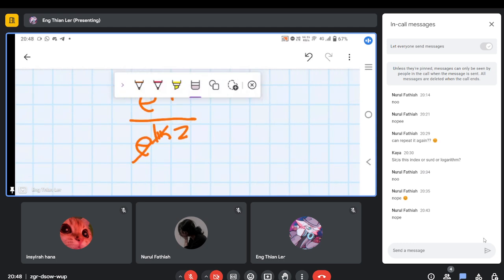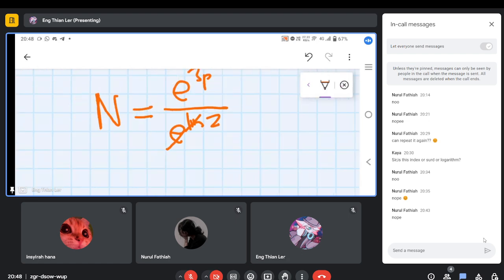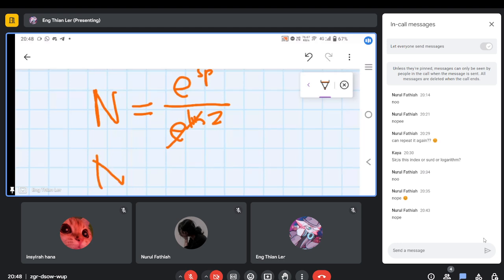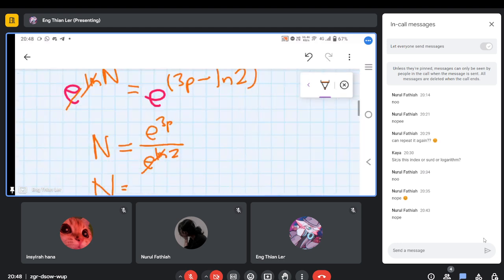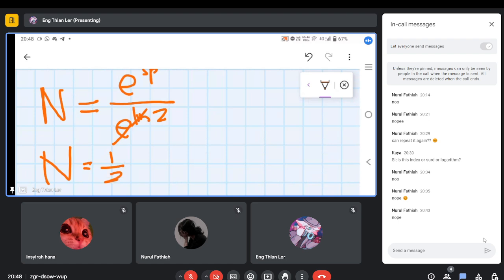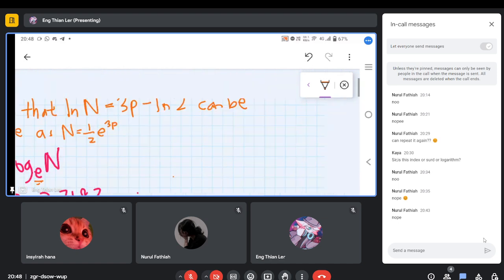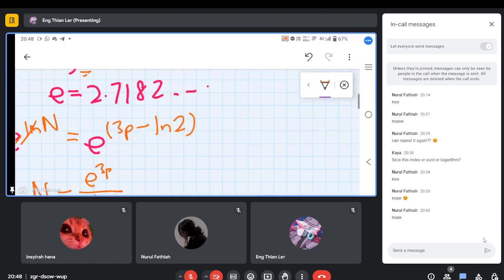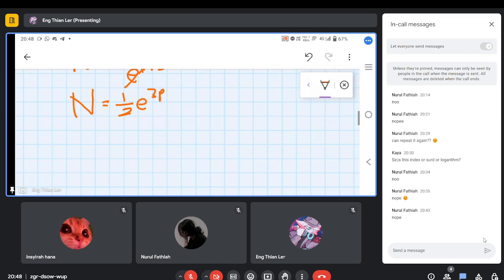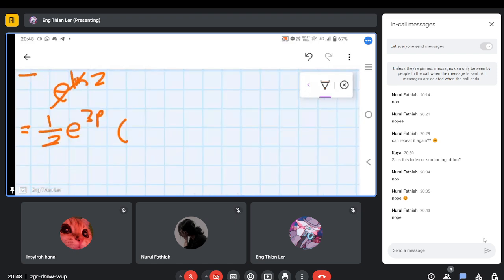Let me write this in the center. The e and ln cancel, so we will let this be 2. So n will equal 1 over 2 e to the power of 3p. So let's check back. Yeah, it's the same. So after you prove that, we just write a bracket and then say proven, and just like that.